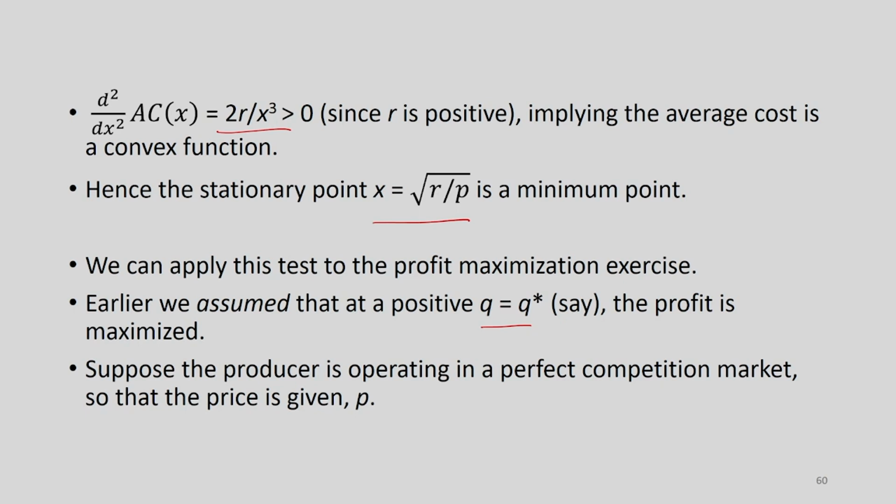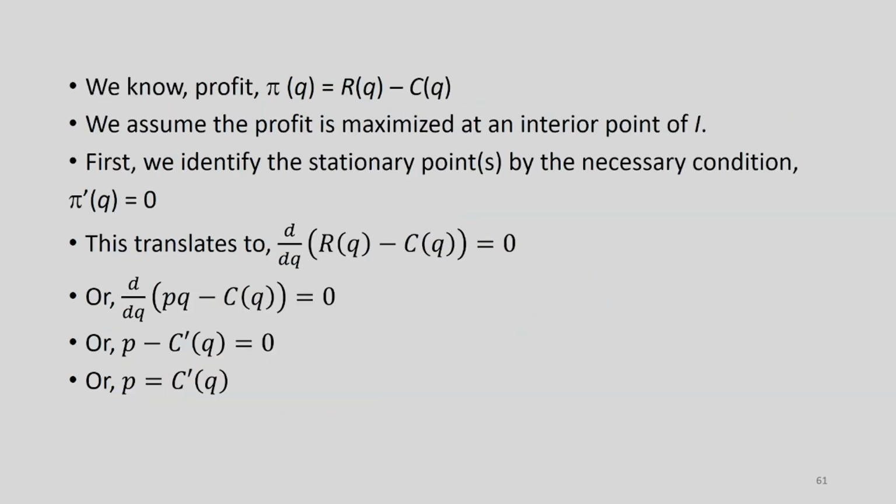Okay, suppose the producer is operating in a perfect competition market so that the price is given at small p. So, it is a perfect competition market, which means the producer cannot affect the price in the market. He is a price taker, and that price is given by small p. What is the profit function? Let us suppose that the profit function is given by pi. Pi is a function of small q, Q is the output level, it is equal to R(Q) minus C(Q). R is the revenue function, C is the cost function.